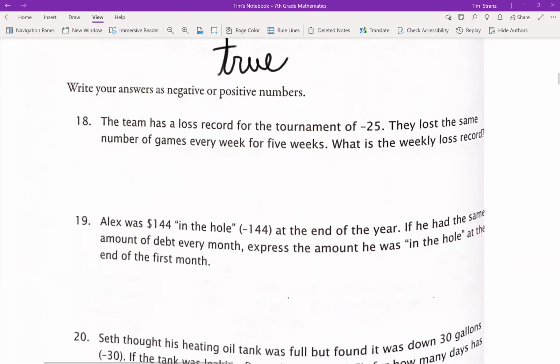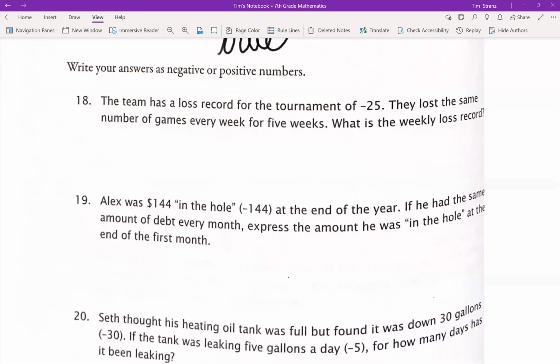Okay, number 18. The team has a loss record for the tournament of negative 25. They lost the same number of games every week for 5 games. What is the weekly loss record? Okay, so this is basically asking us to divide negative 25 divided by 5 weeks. You're going to get a negative answer. So they lost 5 games per week.